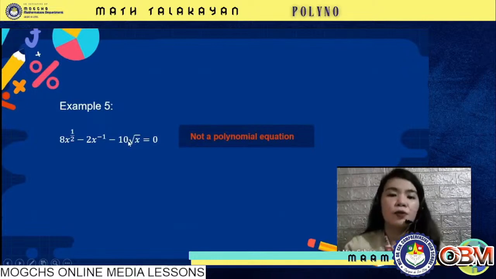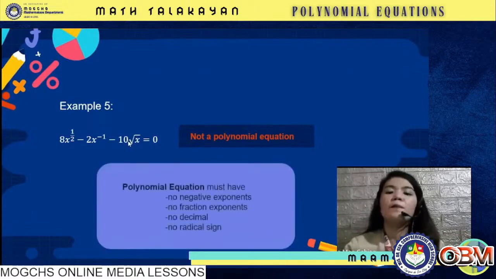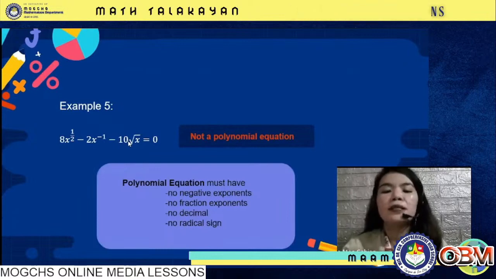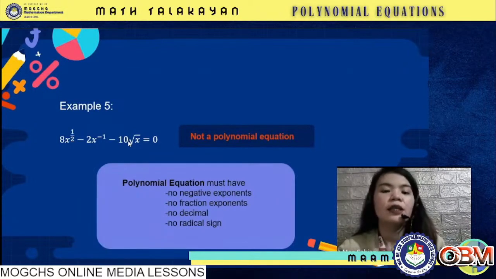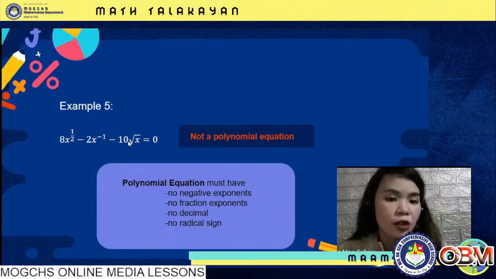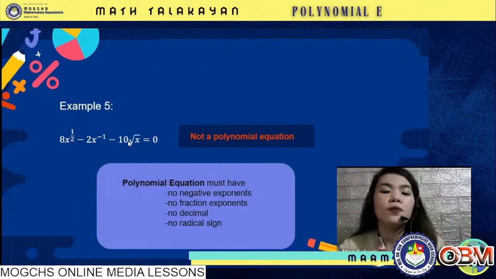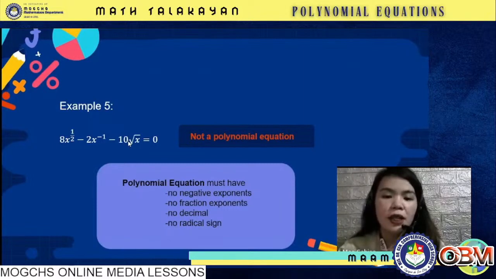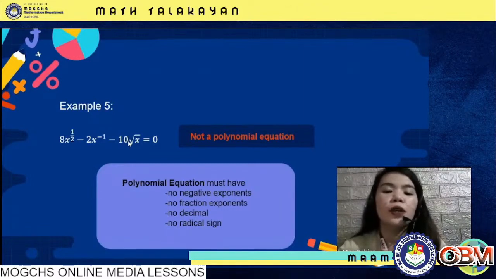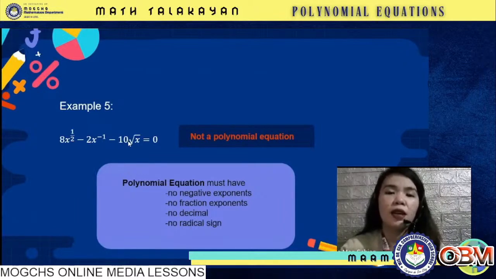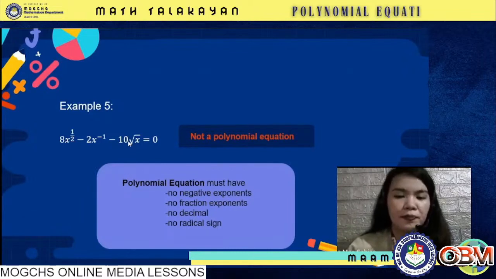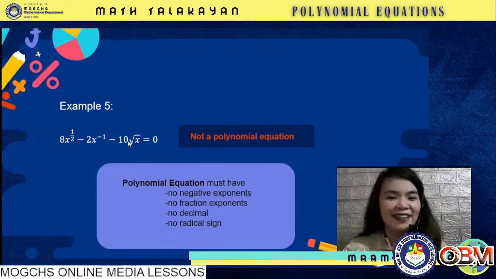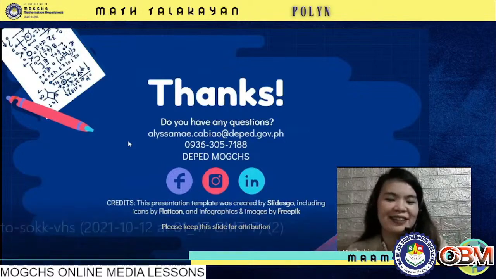So always remember that a polynomial equation must have, number 1, no negative exponents, number 2, no fraction exponents, number 3, no decimal, and number 4, no radical sign. Because if there is a radical sign, then we can consider it as an exponent that is a fraction. Are we clear? Bye-bye.